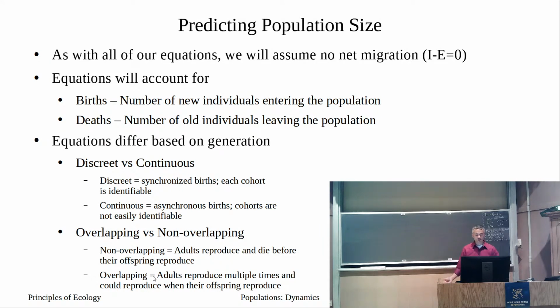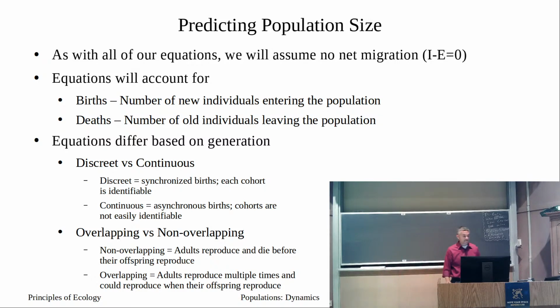In an overlapping generation, it's the opposite. Now we have the possibility where the adults can reproduce along with their offspring. And with these overlapping generations, that means then that our adults can reproduce multiple times. So they might reproduce the very first time, and then maybe the third or fourth time they're reproducing when their offspring are reproducing too.